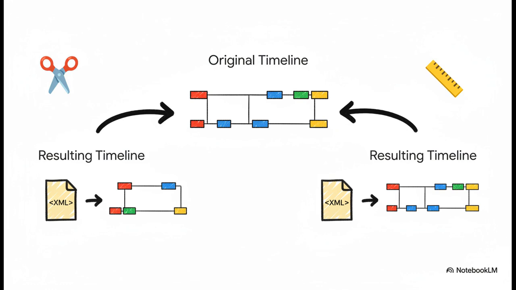Now, when it's time to export, you get a really powerful choice. You can export an XML that has only your selected clips, which is perfect for creating a nice, clean assembly cut. Or you can export an XML that includes the gaps in between, which preserves the original timeline in case you need to go back and find something you missed. It's all about giving you flexibility.